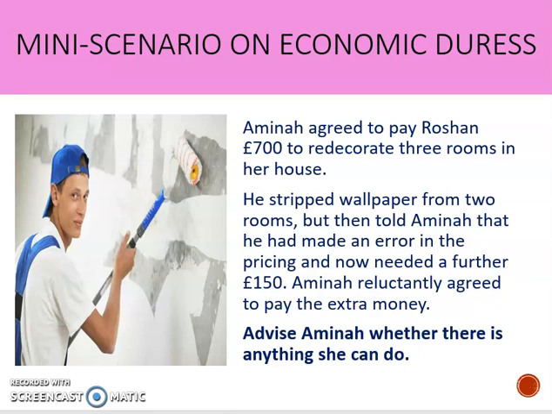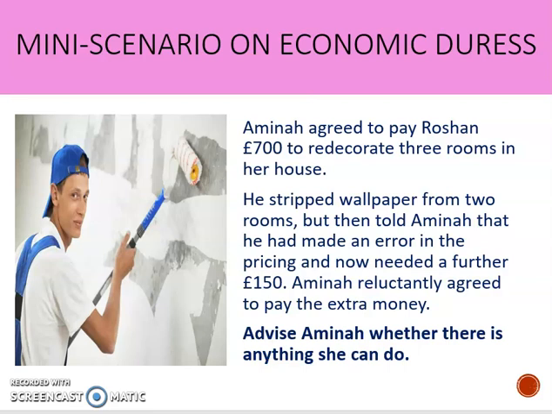As always then, let's start by looking at the situation we've been given. So we've been told that Aminah agreed to pay Roshan £700 to decorate 3 rooms in her house. He stripped wallpaper from 2 rooms, but then told Aminah that he had made an error in pricing and now needed a further £150. Aminah reluctantly agreed to pay the extra money. And you're being asked to advise Aminah whether there is anything she can do.